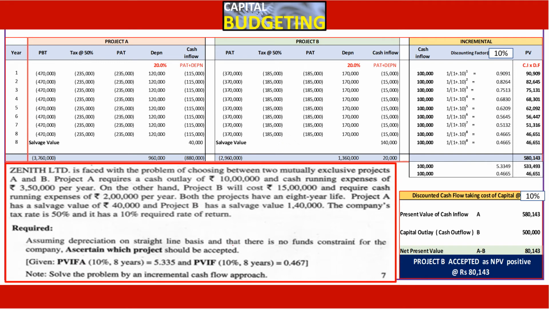Assuming depreciation on straight line method, there is no funds constraint. Ascertain which project should be accepted. These are the discount rates. Solve the problem by an incremental cash flow approach. We have taken incremental. Project B, costing more, its inflow is more. If you look into this, 8,80,000 is the inflow, negative, 20,000 positive. Therefore, here when we take the net, it clears the hurdle. Project B is accepted.